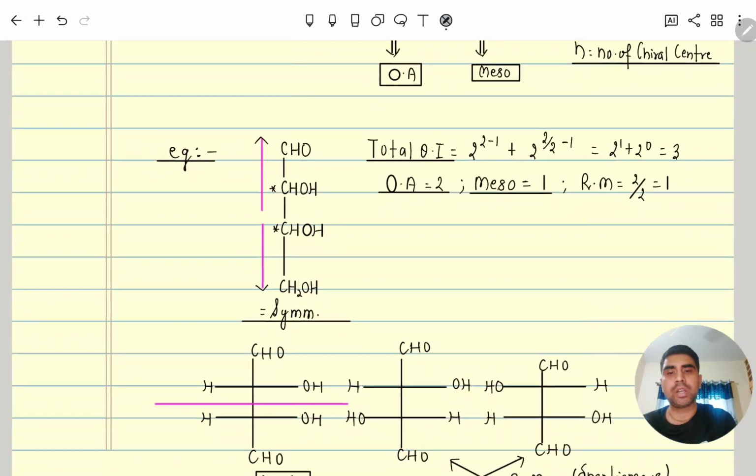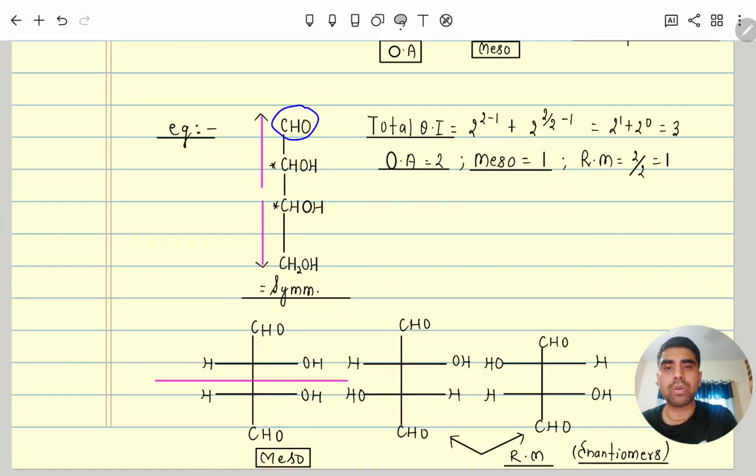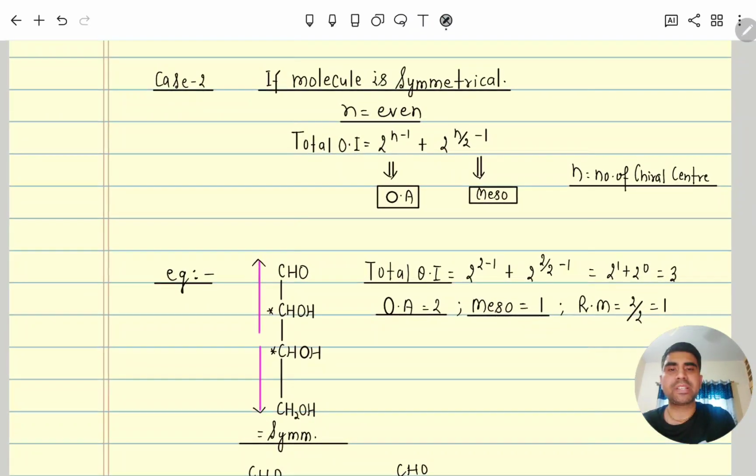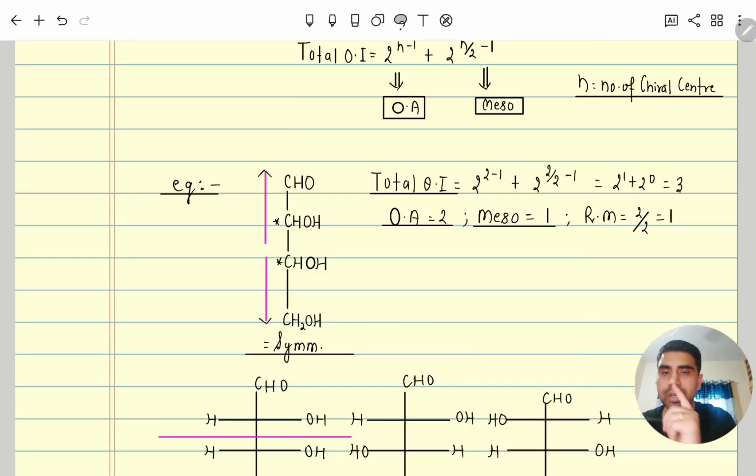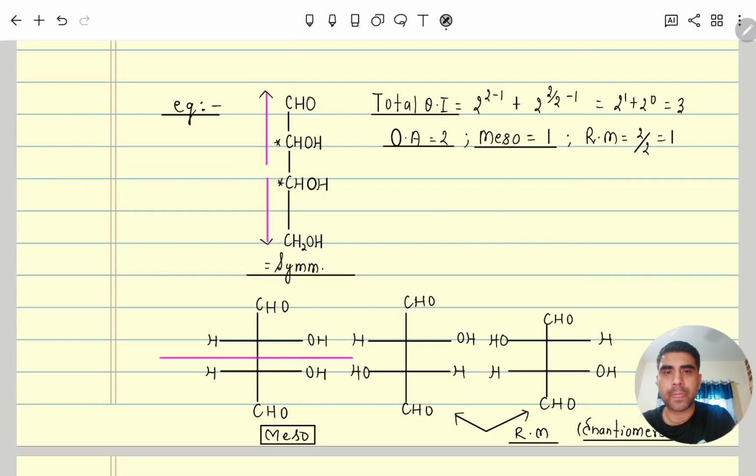Like here we can see this molecule: CHO, CHOH, CHOH and CH2OH. It has no plane of symmetry, so what is the case? The molecule is symmetrical and n is even. So here, if this molecule is symmetrical, it should be CHO only. So here we will change this one. Instead of CH2OH, it should be CHOH. So here this will be CHO, aldehyde.